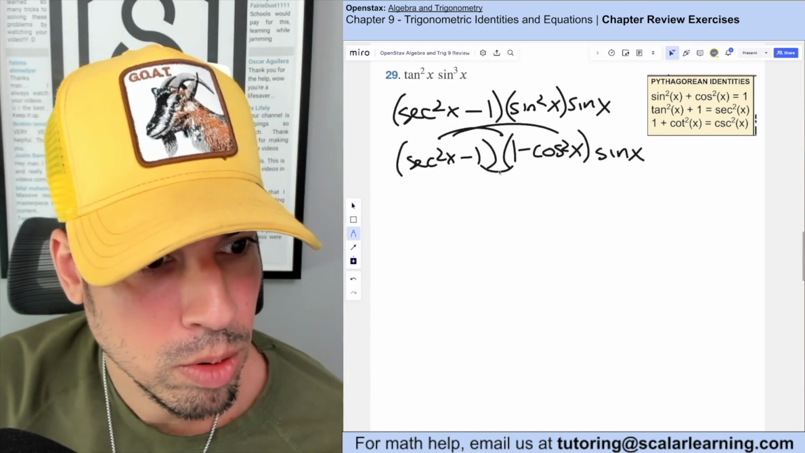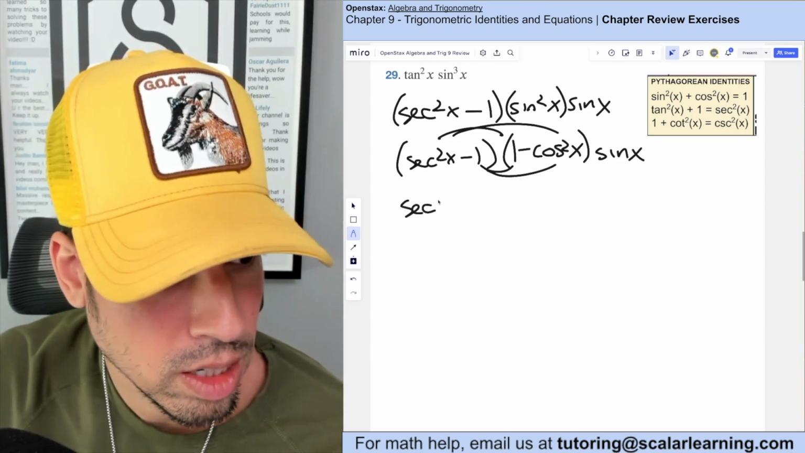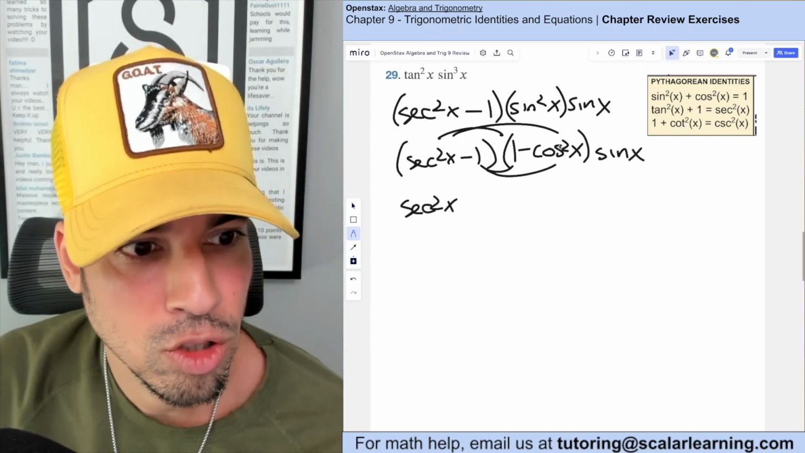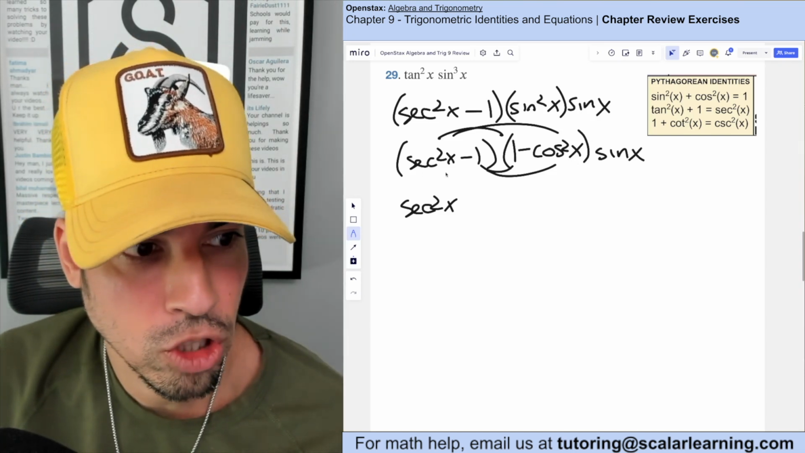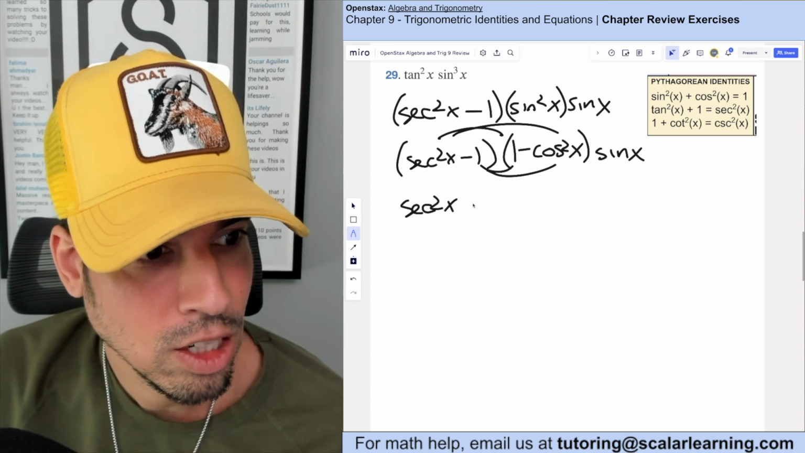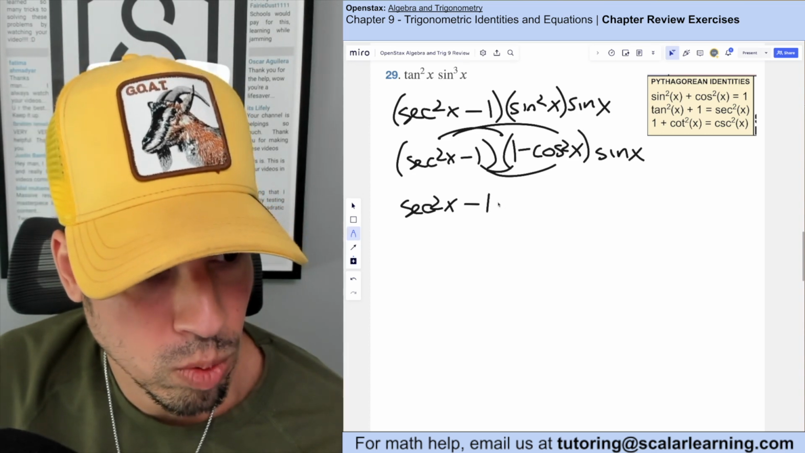We go boom, boom, boom, boom. And then first we get secant squared x. Then secant squared times cosine squared x, they're inverse functions, they're reciprocal functions, which means that just becomes -1. Then -1 times 1 is again -1.